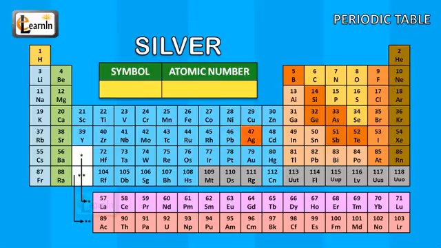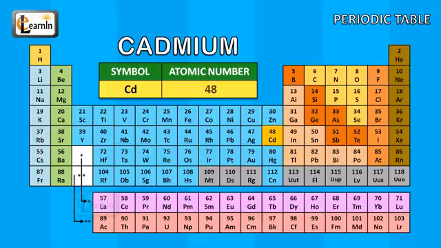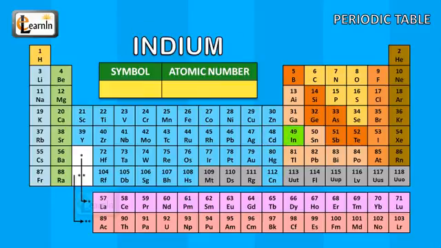The element silver is represented as Ag and has an atomic number of 47. The element cadmium is represented as Cd and has an atomic number of 48. The element indium is represented as In and has an atomic number of 49.